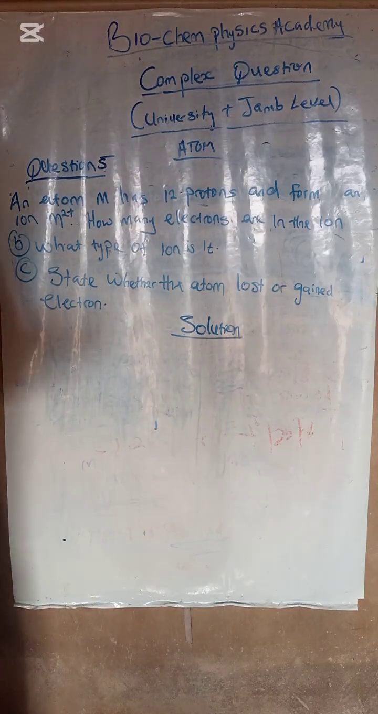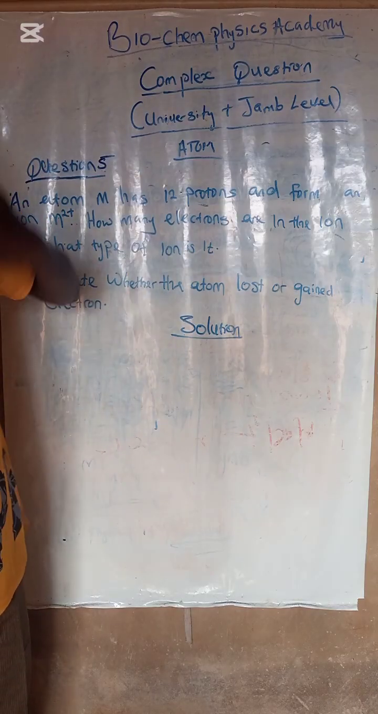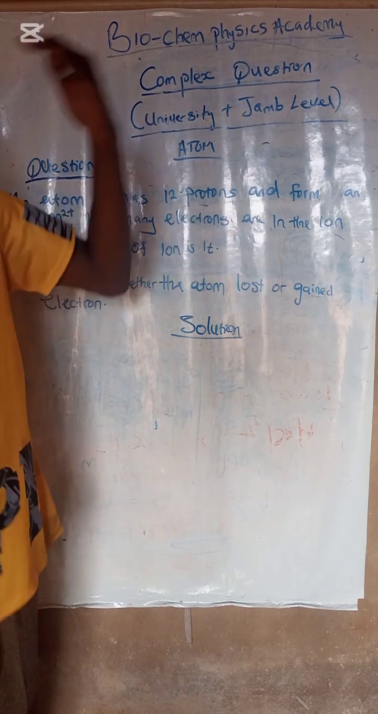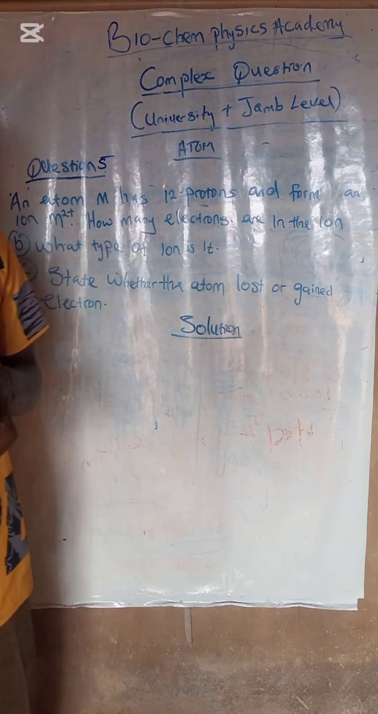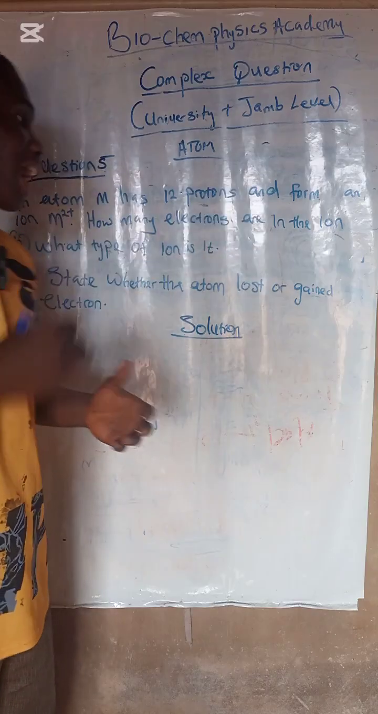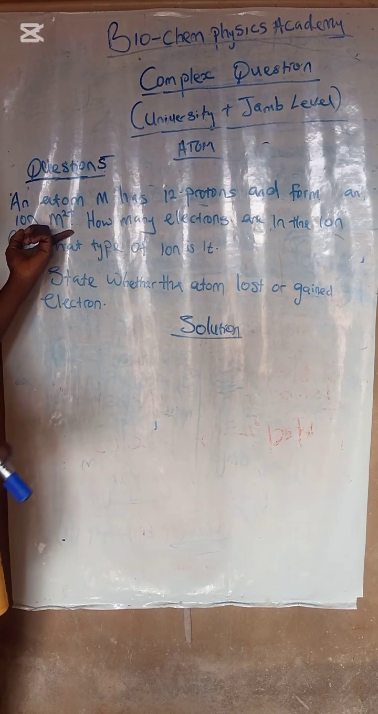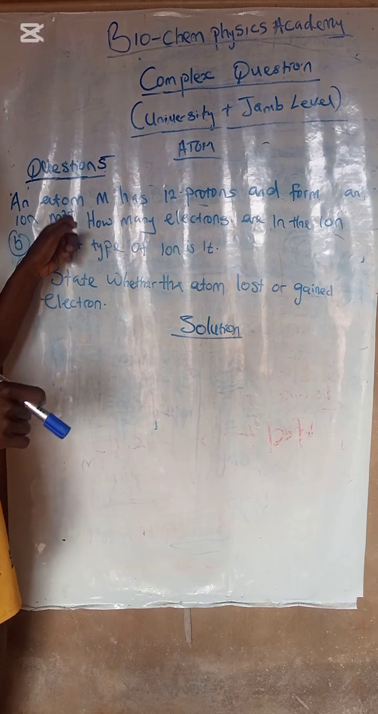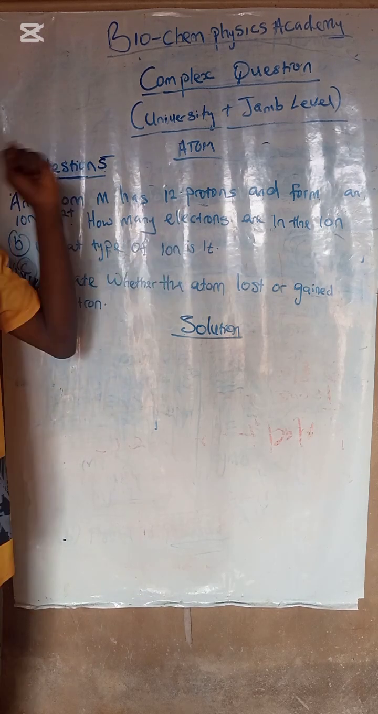Note, whenever an atom loses an electron, the atom becomes positively charged. Whenever it gains electron, it becomes negatively charged. And in this case, the atom lost electrons. So that's why it has M(2+). So that shows that this atom lost 2 electrons.